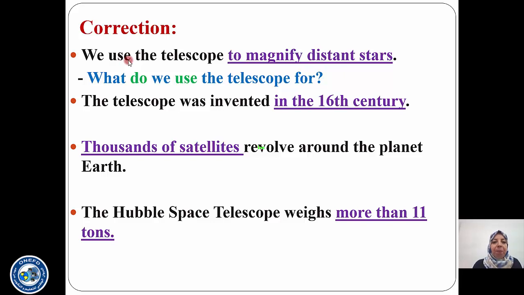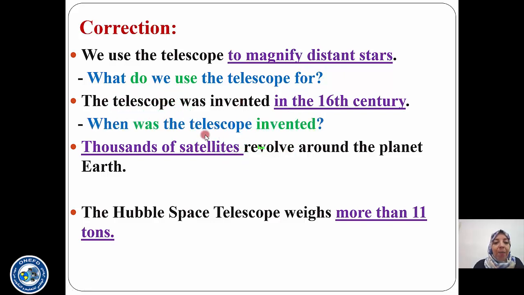Okay? The second one, the telescope was invented in the 16th century. So this phrase that is underlined indicates the time. That's why the question should be when. Okay? When was the telescope invented? My verb was invented here is in a passive form. That's why I have an auxiliary in the past plus a past participle.